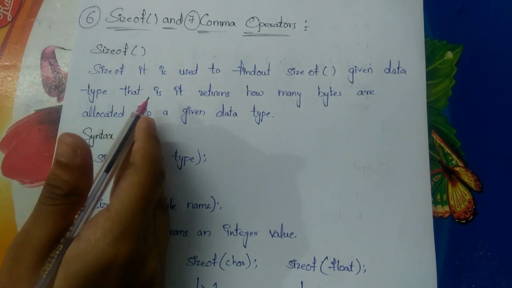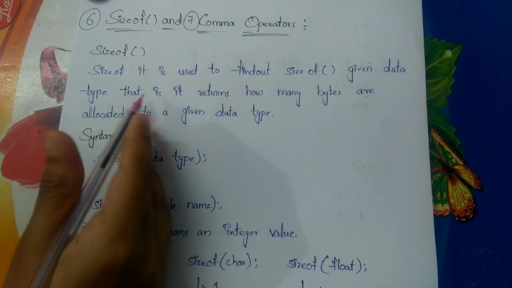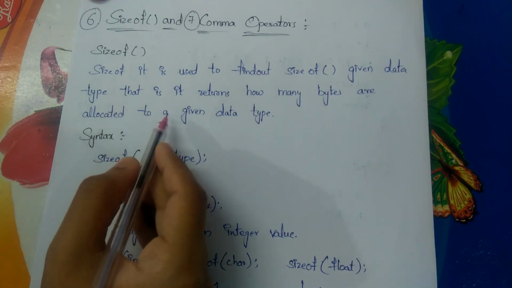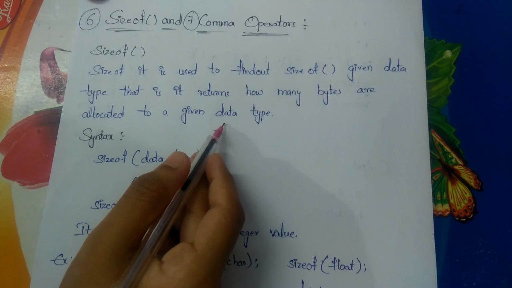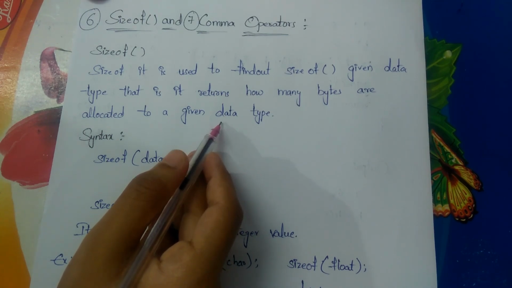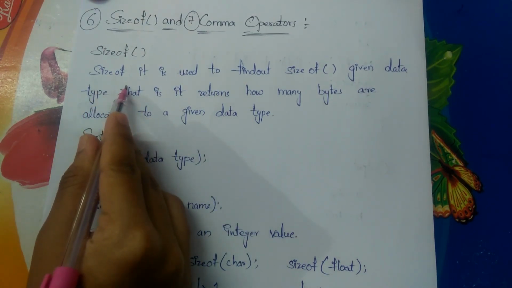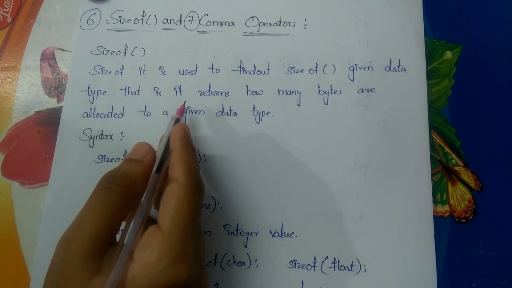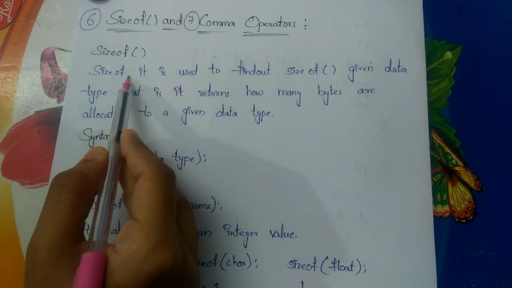Now this sizeof is used to find out the size of a given data type, that is, it returns how many bytes are allocated to the given data type. So for each data type the compiler will take some memory, which will be in the form of bytes. So sizeof is used to get how many bytes a data type has taken. To print that we are using the sizeof operator.